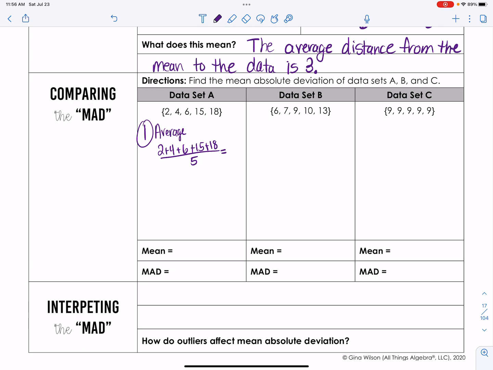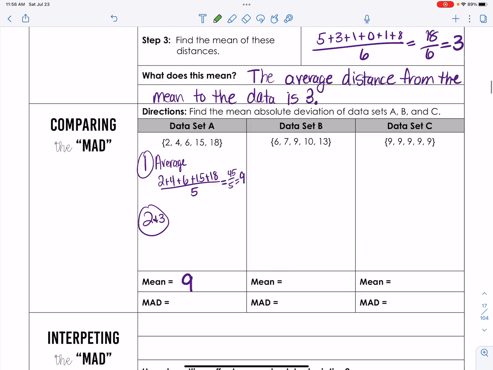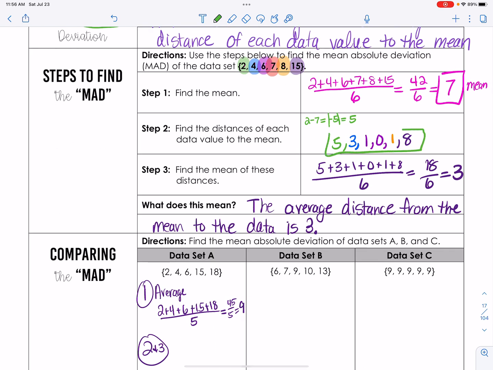I think you get 45 when you add it up. Divided by 5 is 9. So the mean is 9, right? Okay, and then step 2, I'm going to put steps 2 and 3 together if it's okay with you, because all I did up here is write them in this list and then add them. So I'm going to put them into the addition problem.